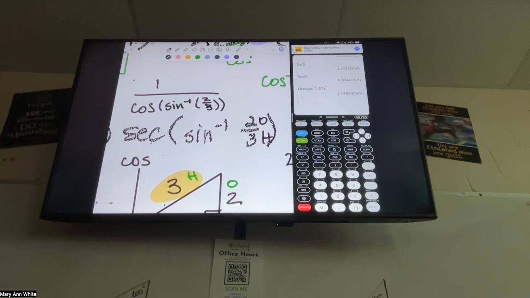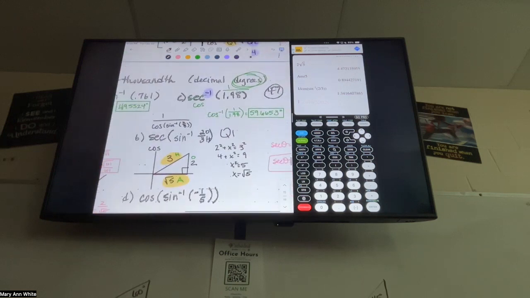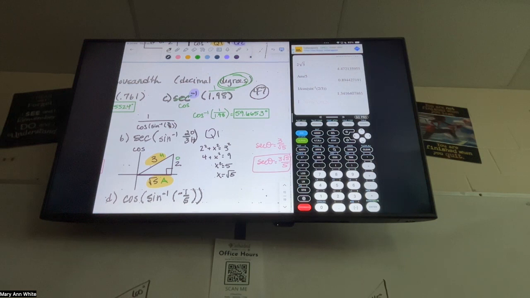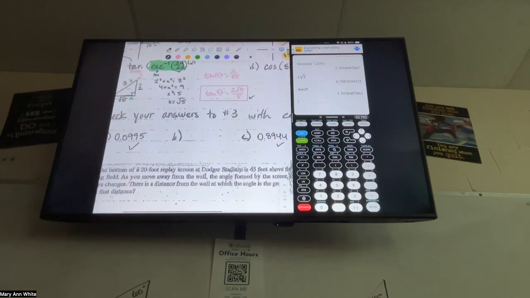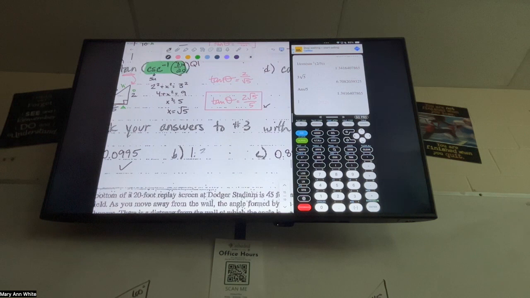And I get 1.3416, and let's see if that's the same thing as 3 root 5 divided by 5. And it is. So 1.3416.